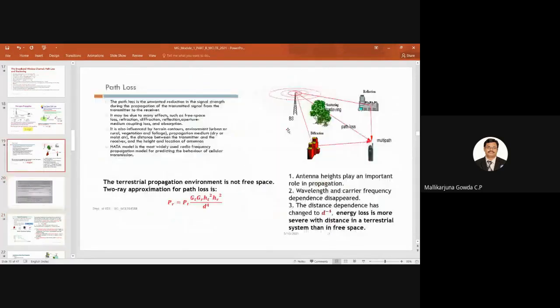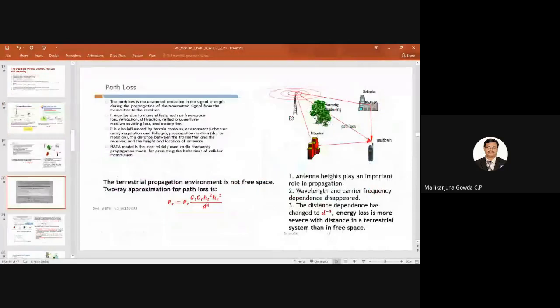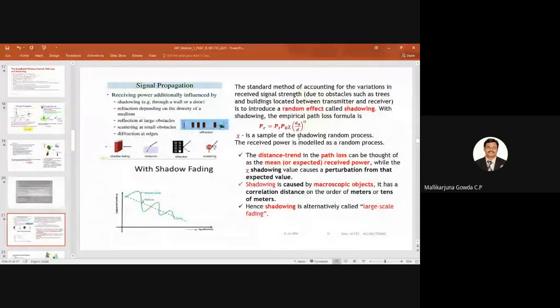Received power is equal to Pt P naught into D naught by D to the power of alpha. This is for different propagation environments. This is the empirical path loss formula. And what is added in case of shadowing? One more variable, which is called the shadowing random process. So we can model the received power as a random process.